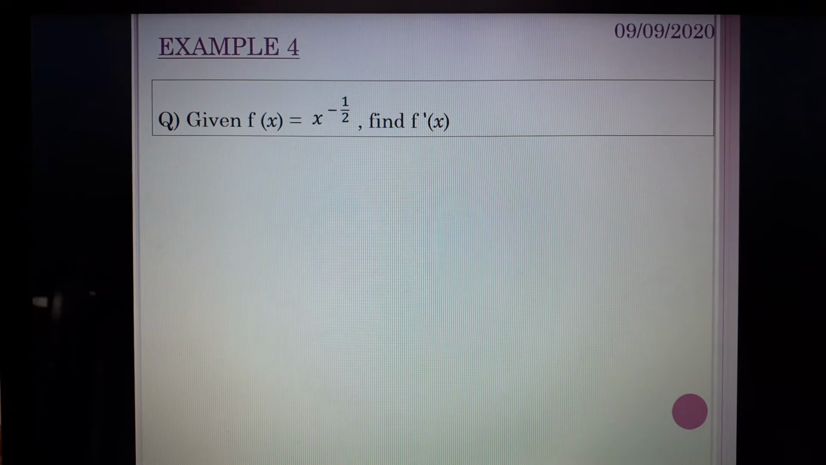Okay, so here we have a negative fractional index. So we're going to multiply by the negative 1/2. And then we have to do negative 1/2 take away 1. So we don't think of it as a 1 when we're dealing with fractions. We think of it as negative 1/2 take away 2/2, which is going to be negative 3/2, 3 over 2.